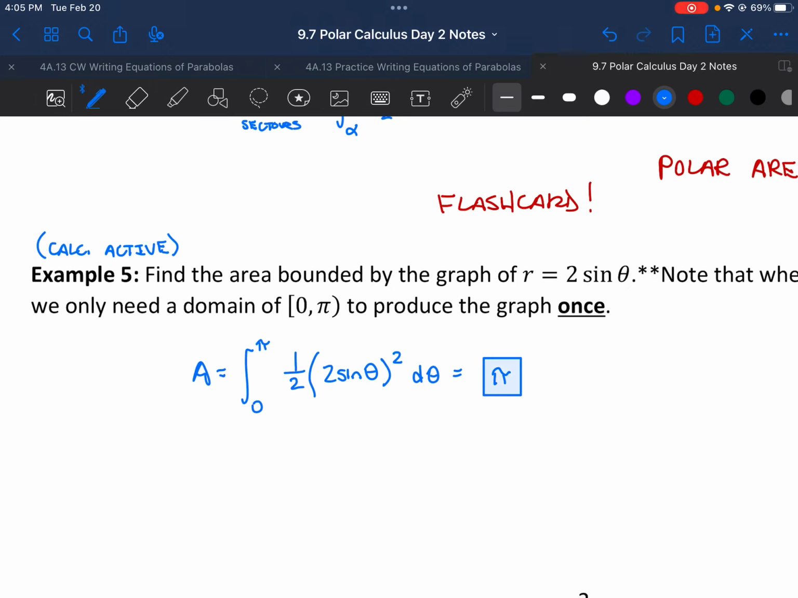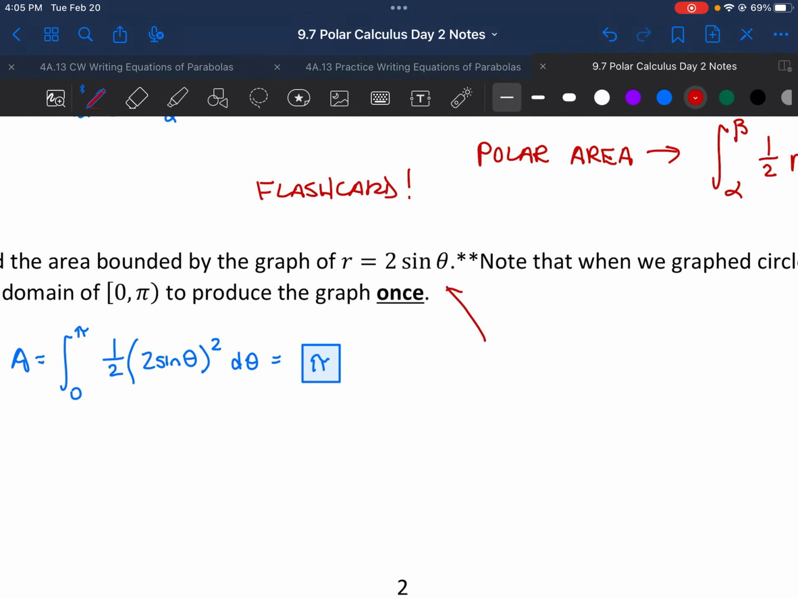Now, we actually didn't need to do that. We can use what we already know from geometry to solve this problem as well. Again, if you recognize the format of the polar equation, this is a circle with diameter 2.